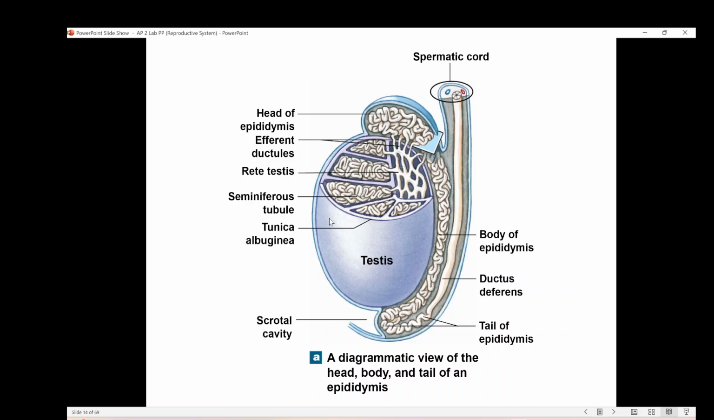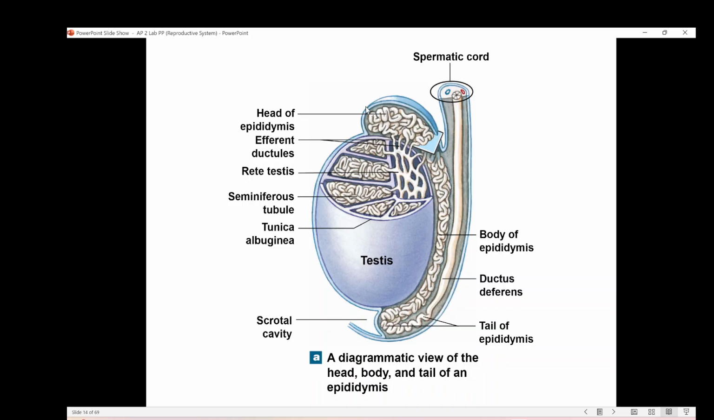So again, testicle, here's your lobules. They contain the seminiferous tubules. Here's your straight tubules here to the rete testis. And then here's your efferent ductules. Now, right here, this is the head. So that's at the top of the testicle. Then while I'm here, let's take a look. This would be the body of the epididymis. And then at the bottom of the testicle is the tail of the epididymis, right?